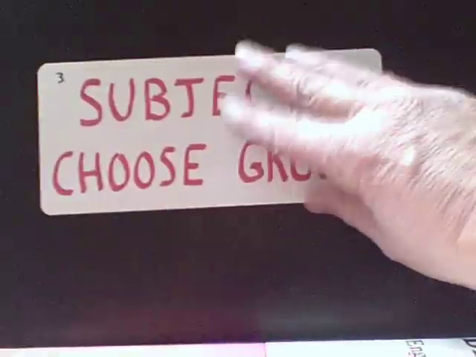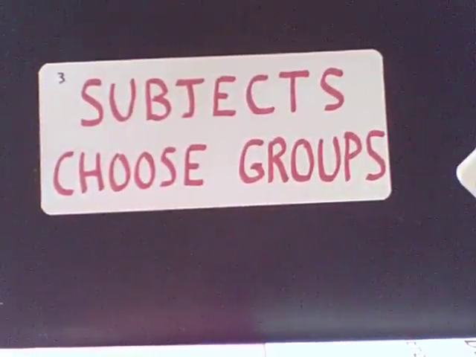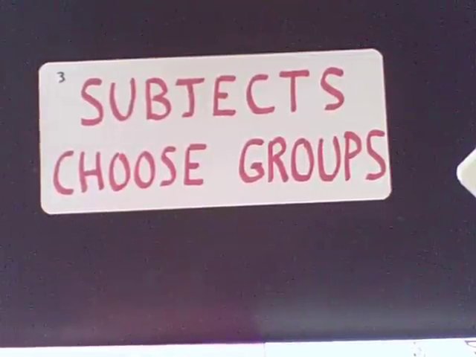Third, if you're doing an experiment, you can't let the subjects choose their own groups. You've got to randomly assign subjects to one group or the other.